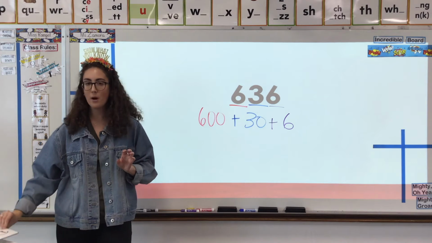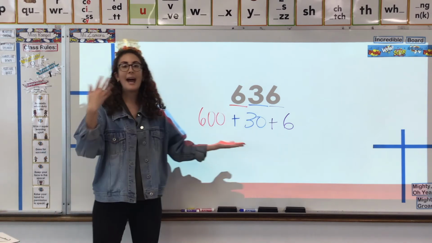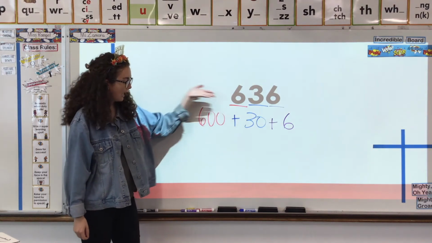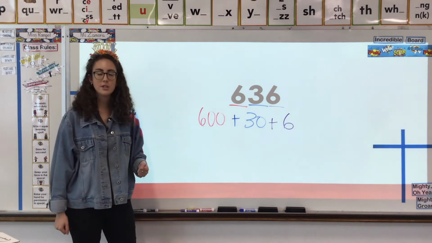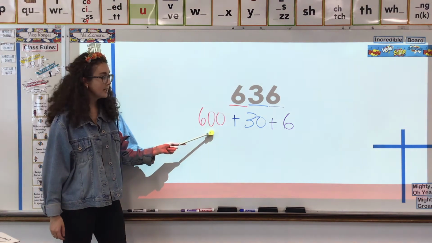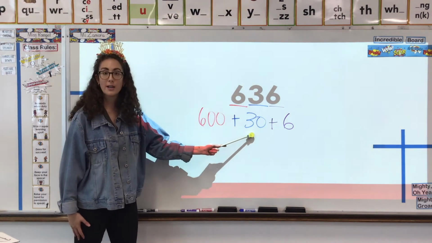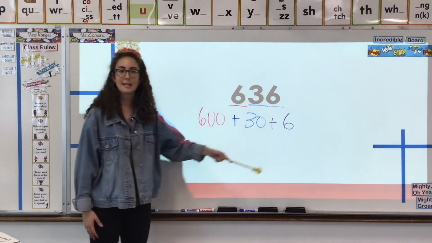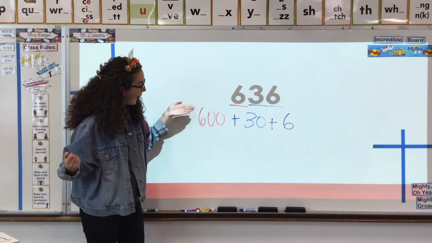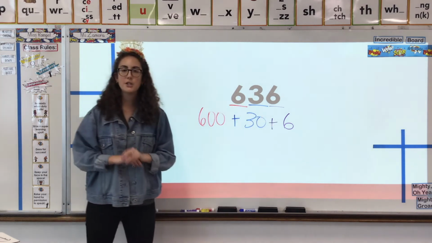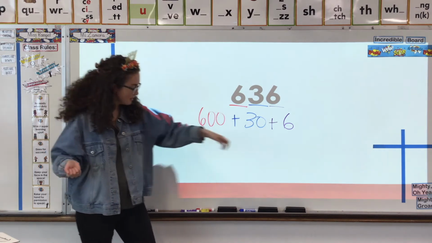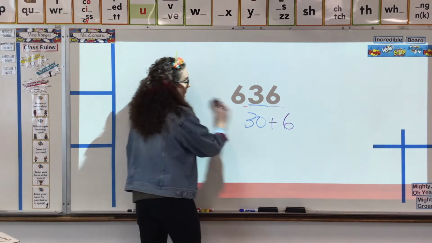Okay, how are we doing, awesome people? Let's take a look at our expanded form. Does it match mine up here? Are you able to show the correct value of each digit? We have 600 plus 30 plus 6. We expanded this number to show how much value each digit was holding. Okay, good job quizzing yourself. Let's keep it going. Reset that board.